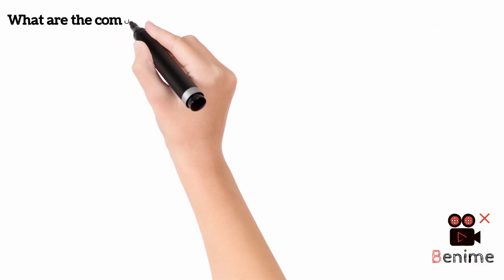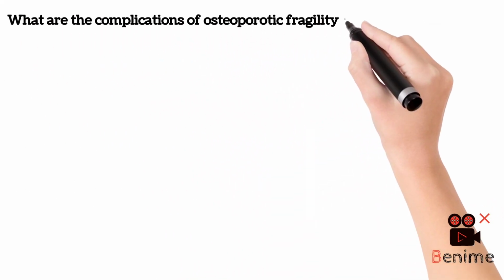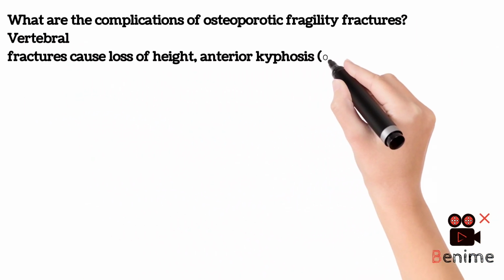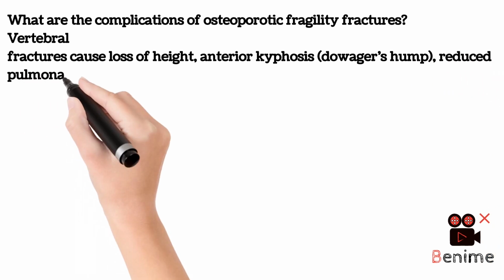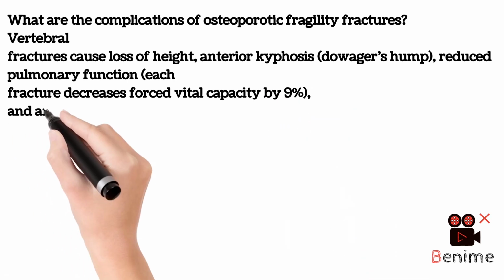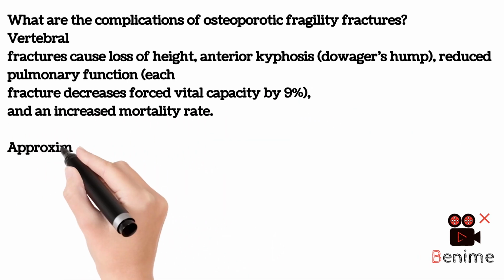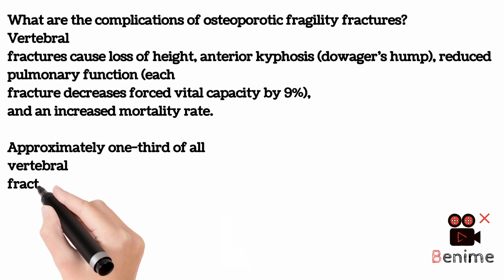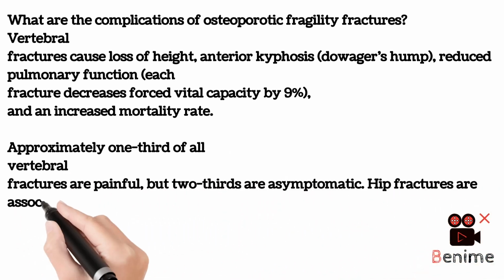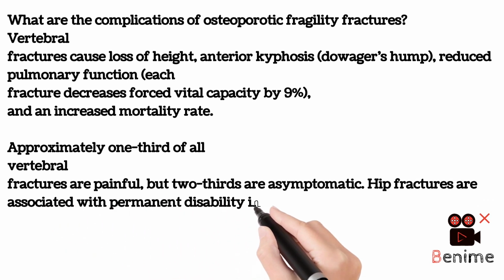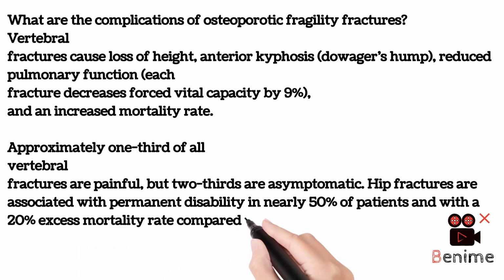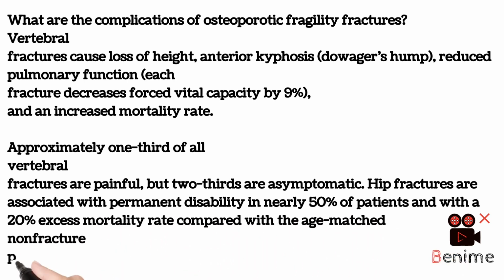What are the complications of osteoporotic fragility fractures? Vertebral fractures cause loss of height, anterior kyphosis, dowager's hump, and reduced pulmonary function. Each fracture decreases forced vital capacity by 9%, and there is an increased mortality rate. Approximately 1/3 of all vertebral fractures are painful, but 2/3 are asymptomatic. Hip fractures are associated with permanent disability in nearly 50% of patients and with a 20% excess mortality rate compared with the age-matched non-fracture population.